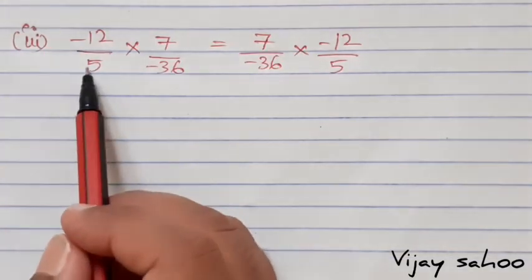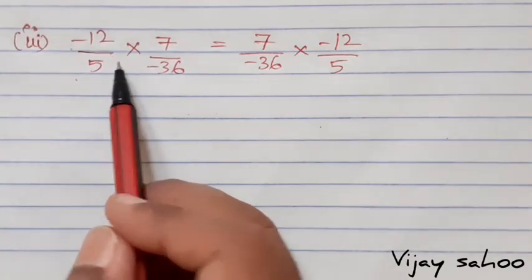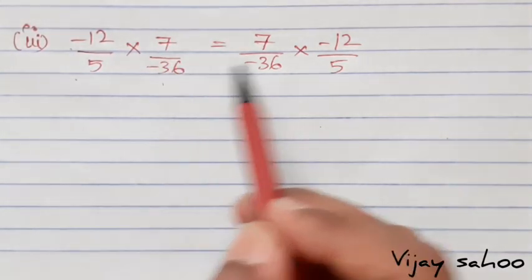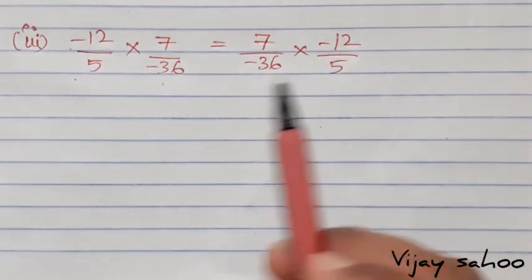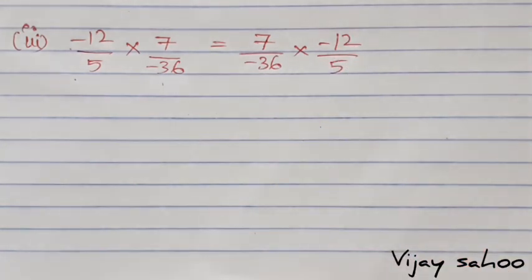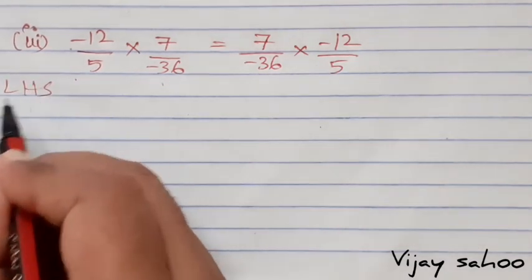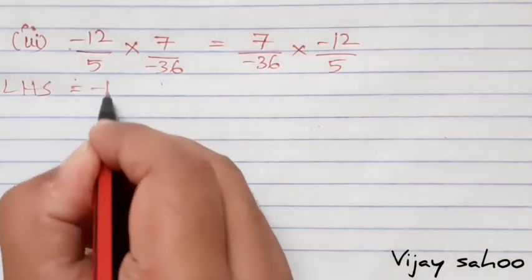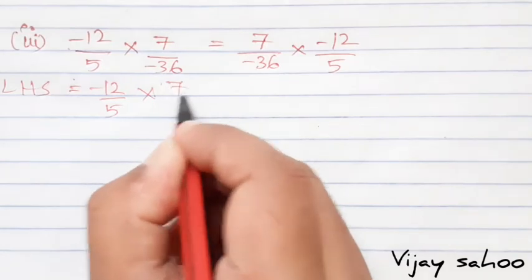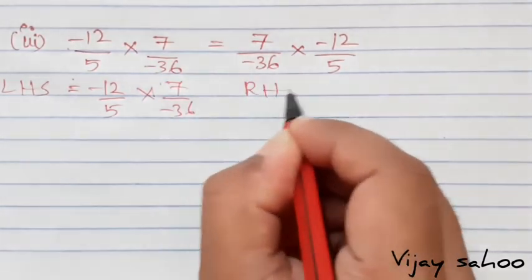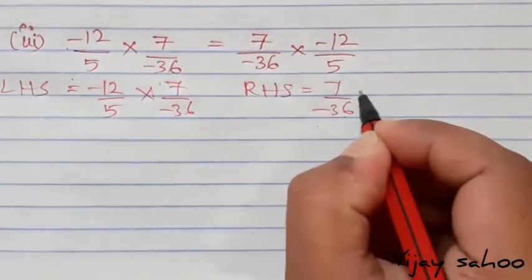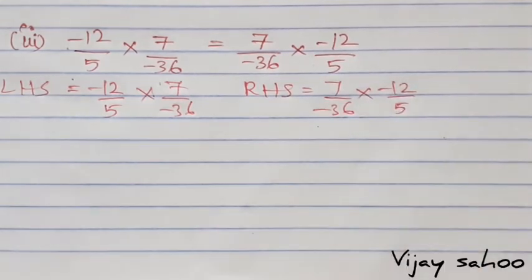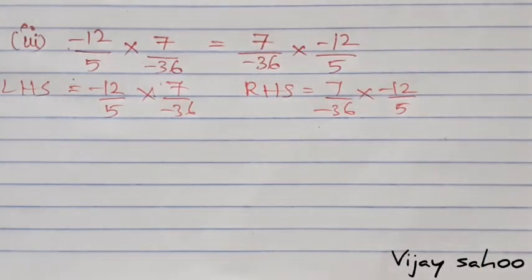In this third question, minus 12 by 5 multiplied by 7 by minus 36, and 7 by minus 36 multiplied by minus 12 by 5. So you could see that left hand side is minus 12 by 5 multiplied by 7 by minus 36, right hand side 7 by minus 36 multiplied by minus 12 by 5. First of all, we'll try to solve the left hand side.